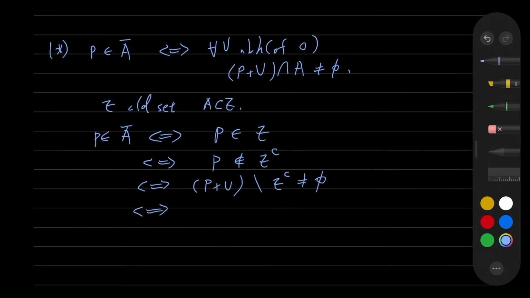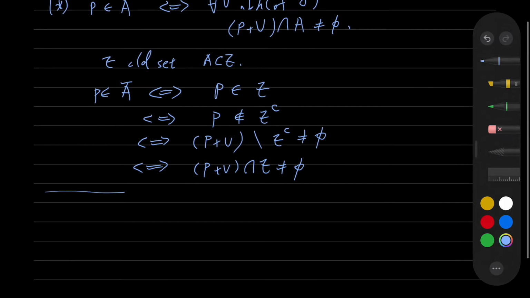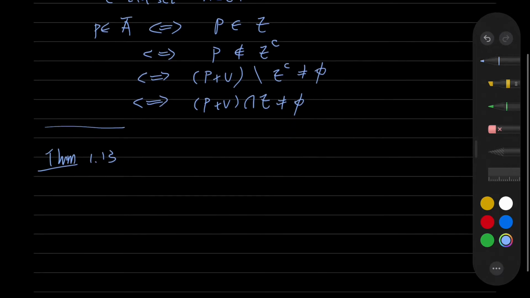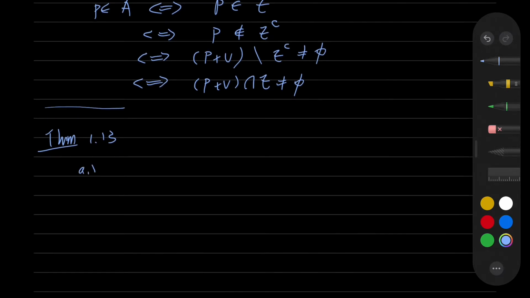And next, it is equivalent to saying their intersection is not empty. So it's true for every closed set that contains A and every neighborhood. So this is true. So let's state the theorem. Theorem 1.13, which is regarding the properties of closure and interior. So let's prove the statements that we stated.